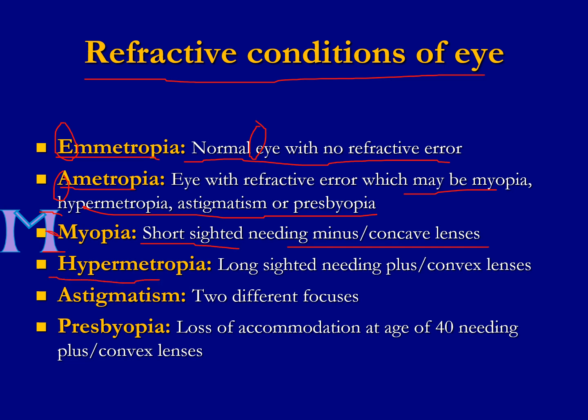For hypermetropia, replace this O with a convex lens. So hypermetropia needs plus or convex lenses and it is called long-sightedness. Astigmatism is a condition in which the two meridians have got different numbers. And presbyopia is a loss of accommodation at the age of 40 which needs plus or convex lenses. So remember, presbyopia needs plus lenses, hypermetropia also needs plus lenses, but hypermetropia could be at any age while presbyopia is usually after the age of 40. So let's start with the MCQs after having this knowledge.